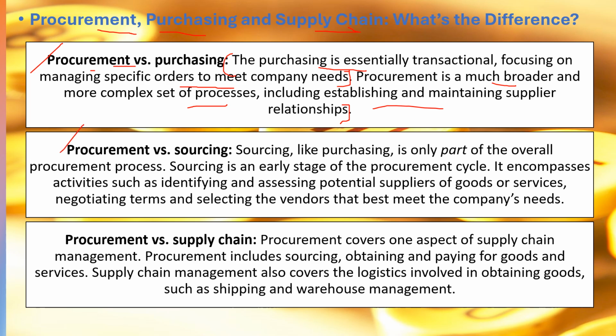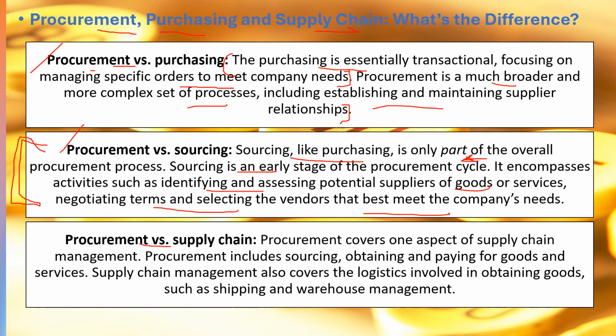Next is procurement versus sourcing. Sourcing is also like purchasing, and it is part of the overall procurement process. Sourcing is an early stage of the procurement cycle. It encompasses activities such as identifying and assessing potential suppliers of goods or services, negotiating terms, and selecting the vendors that best meet the company's needs. So, before starting the procurement cycle, the work that we do so that the procurement cycle can be started is part of sourcing only.